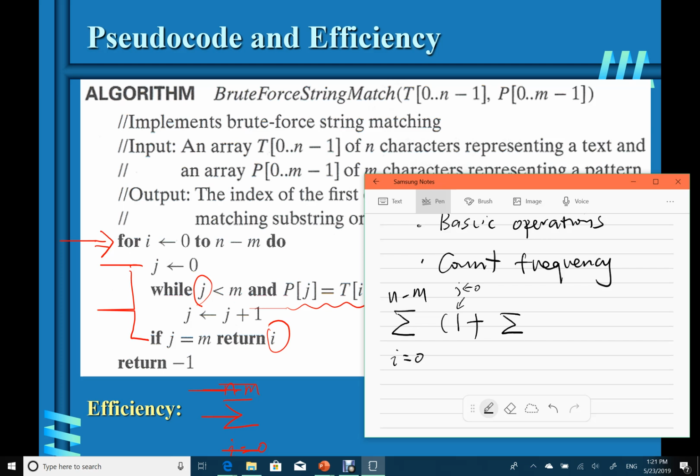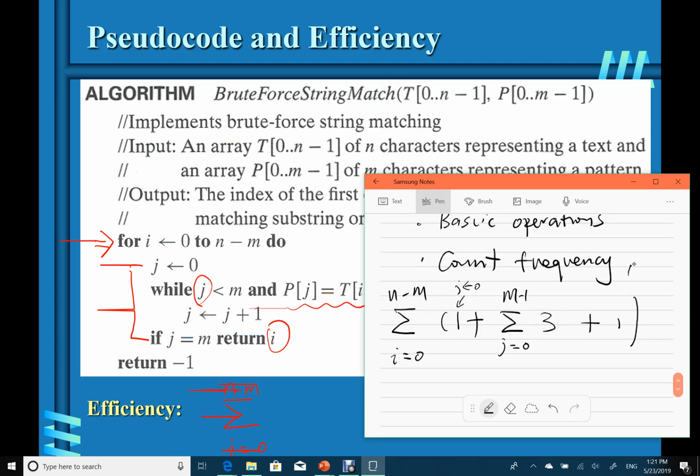But if the pattern doesn't appear in the text at all, in that case you have to check each character in the pattern, right? So this is j from 0 through m minus 1. And in that case we have a comparison statement and also an increase statement, so usually you have 3 statements here, right? And after that, if you finish it, return, or else you have one more statement. This is the worst case.